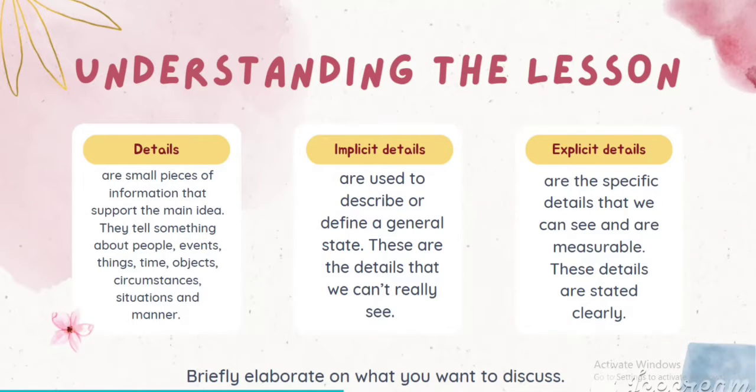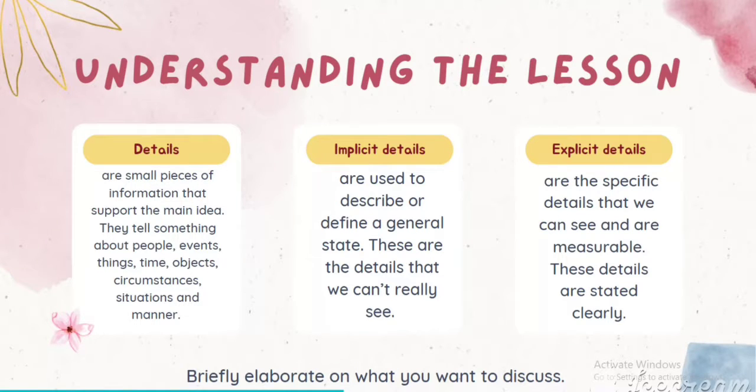So let's understand the part or the details first. So what are the details? They are small pieces of information that support the main idea. They tell something about people, events, things, times, objects, circumstances, situations, and manner.